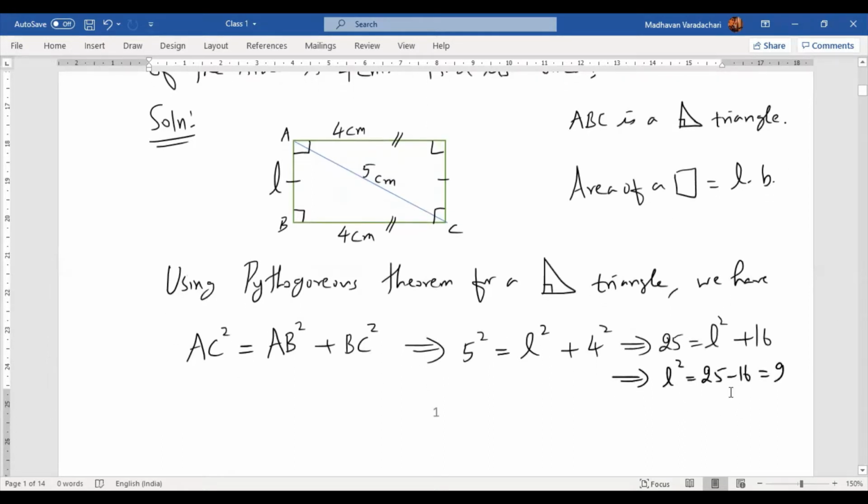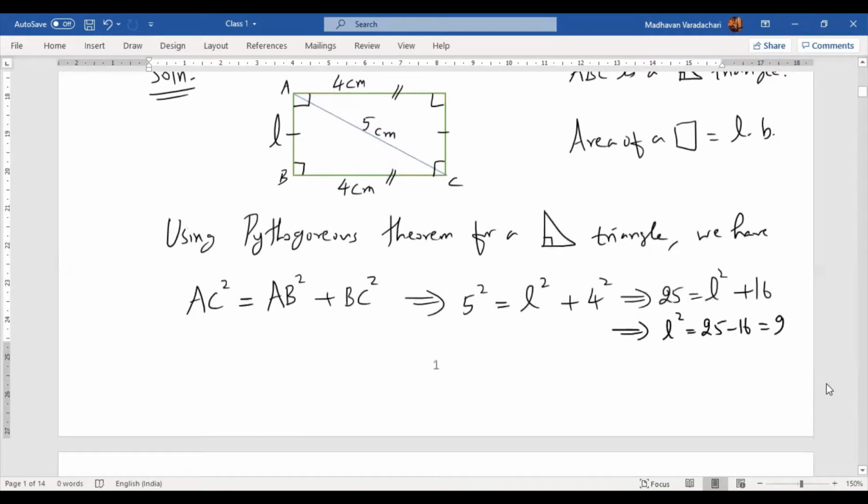When you take a square root for finding out L, you generally have plus or minus. But here, minus won't be there. The reason is any measure or any distance cannot be negative. So we have to consider only the positive value, which will be L equal to square root of 9, which will be 3 only. It will not be minus 3. Because you won't consider any length as a negative value.